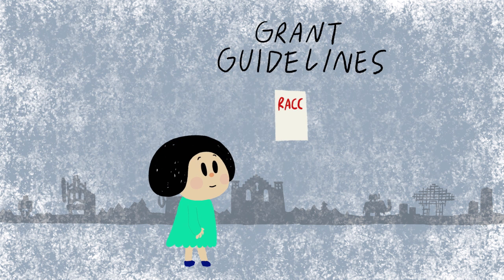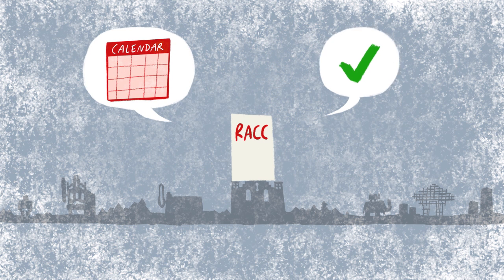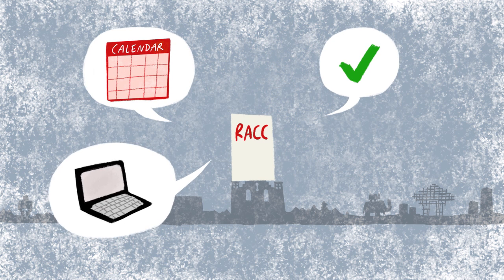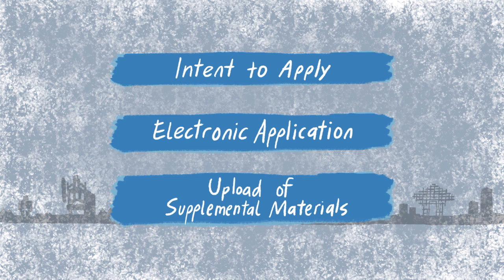There's a lot of critical information in the guidelines such as deadlines, eligibility, the application process, and what criteria the panel uses when scoring applications. There are multiple steps to keep in mind when applying for a RACC Project Grant. Intent to apply, electronic application finalization, and the upload of supplemental materials.